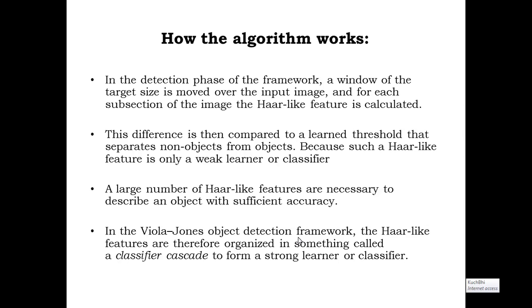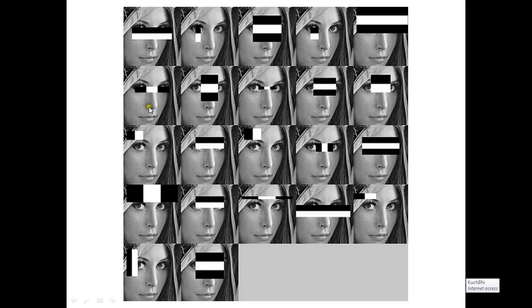In the detection phase of the framework, a window of the target size is moved over the input image, and for each subsection of the image, the Haar-like feature is calculated. The difference is then compared to a learned threshold that separates non-objects from objects. Because such a Haar-like feature is only a weak learner or classifier, a large number of these features are necessary to describe an object with sufficient accuracy. In our method, the Haar-like features are therefore organized in a classifier cascade to form a strong learner or classifier. You can see in this image of Lena that the differences between eyes and cheekbones are represented by one Haar-like feature here, and so on and so forth. Differences are represented by different Haar features, and in the end everything is combined to give the final result.